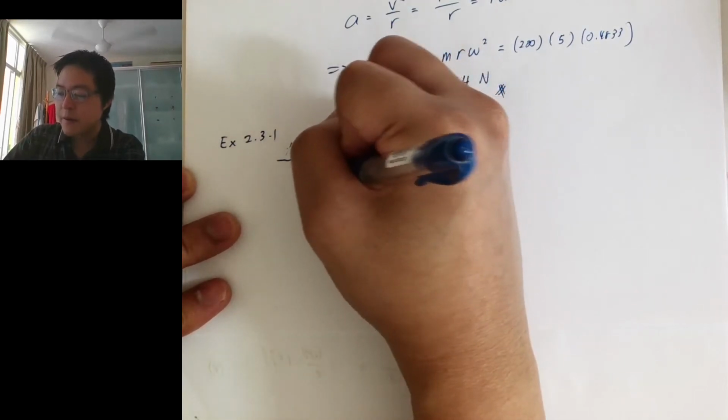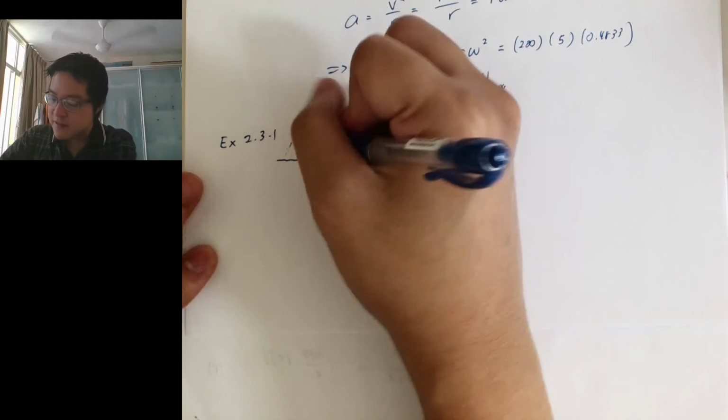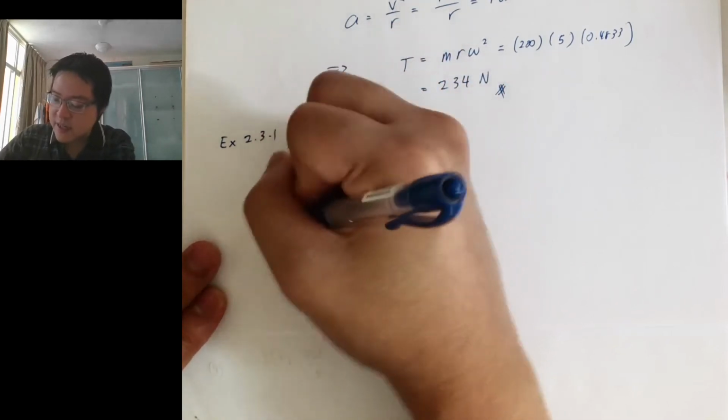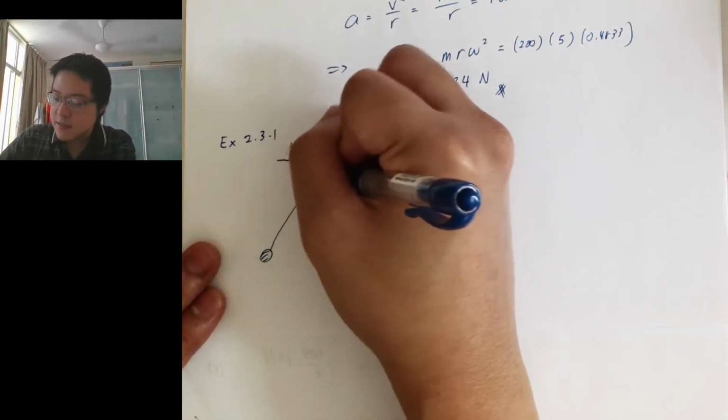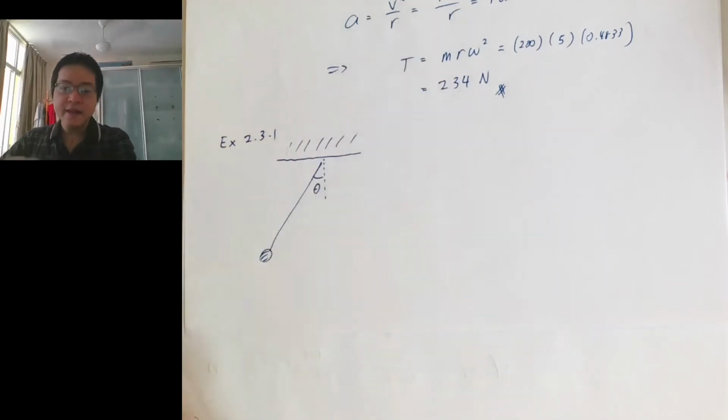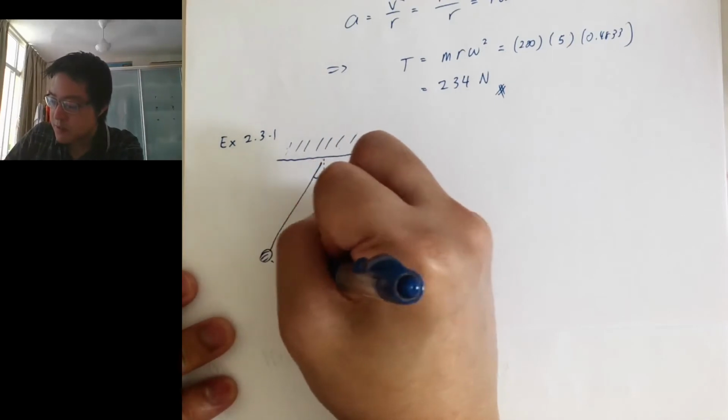I have a pendulum that is swinging at some angle theta. It's attached to a string. This is my mass. This is an angle theta. And then the mass is going in a circular motion. Okay, so we have a circular motion over here.